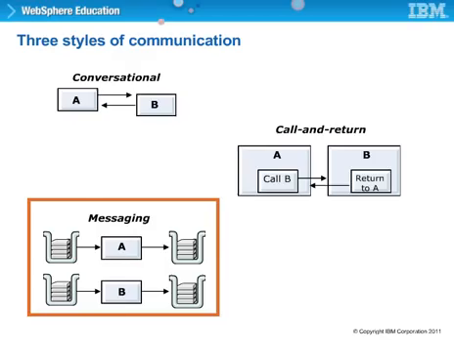The third style of communication is messaging. In messaging, each program acts like a standalone program. Program A gets its input from one queue and sends output to another queue, without knowing that its output queue is actually the input queue of program B. The other programs are not aware of a failure of one of the messaging programs. The other programs continue to get messages from the input queue and send messages to the output queue.